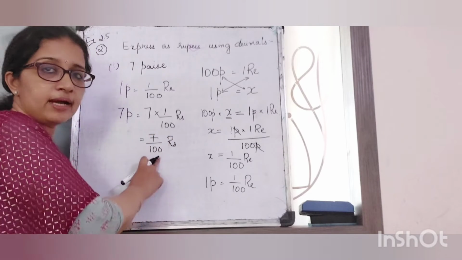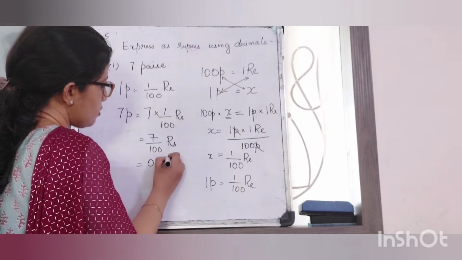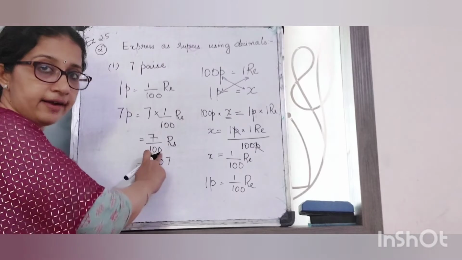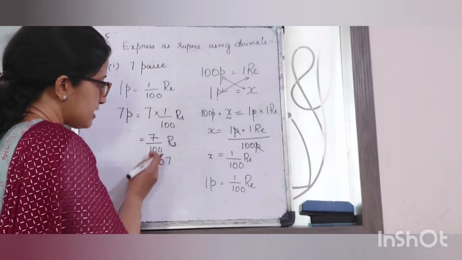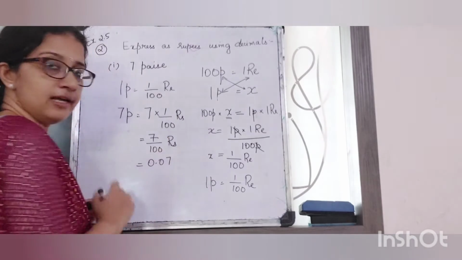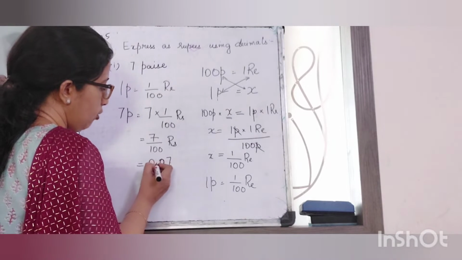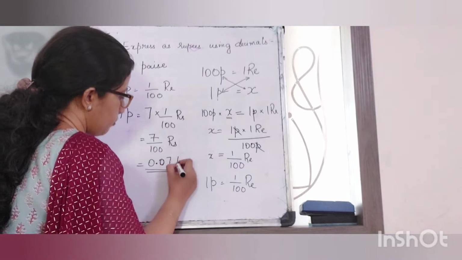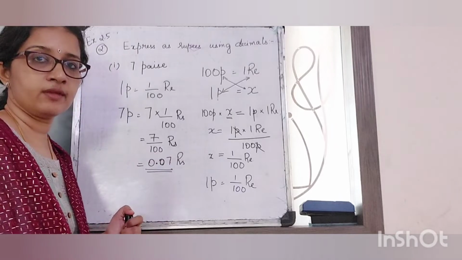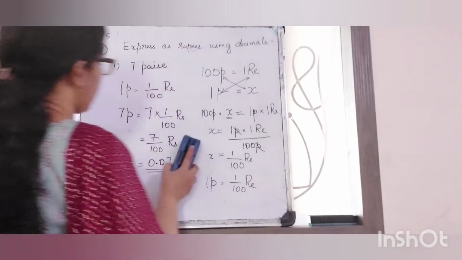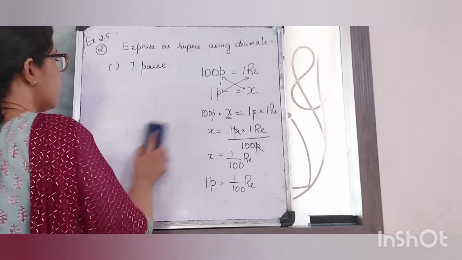How can you write this 7 by 100 in the form of a decimal? It is equal to 0.07, because there are two zeros in 100. Whenever we are dividing some number by 100, we have to put a decimal point 2 digits to the left. So 1, 2. We have to add a 0, and 0.07 rupee is the answer. Always we have to put this rupee. Now we will go on to the next problem. I hope you are clear with the first problem's answer.